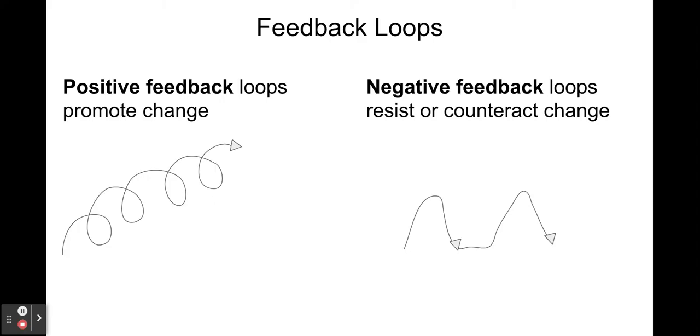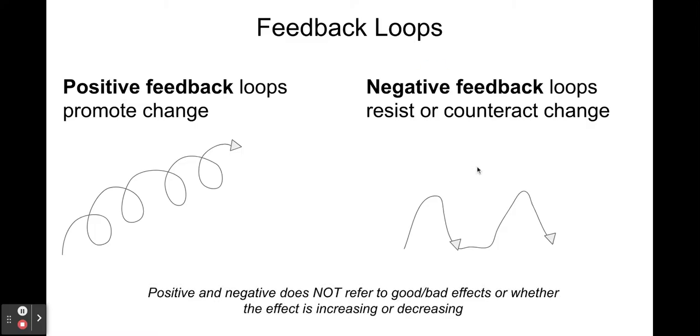I'm going to show you examples of both of these types of feedback loops to illustrate what they mean. But before I do, it's important to note that the words positive and negative do not refer to good or bad effects, and they also don't refer to whether the effect is increasing or decreasing. They refer to what's happening to the change. Positive loops promote change, and negative loops counteract change. So here are some examples.